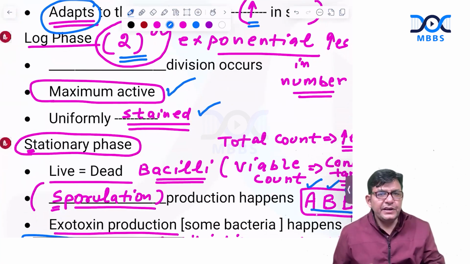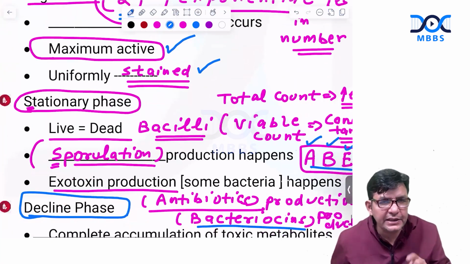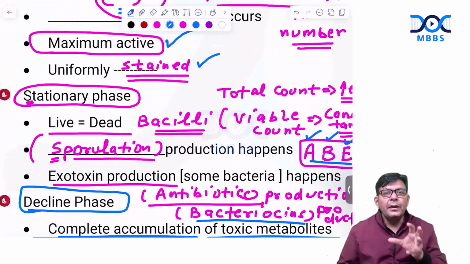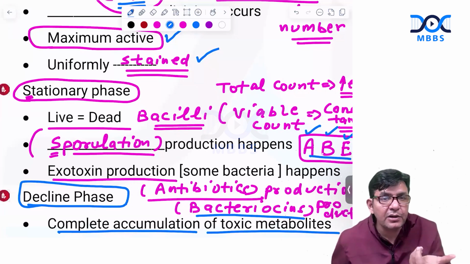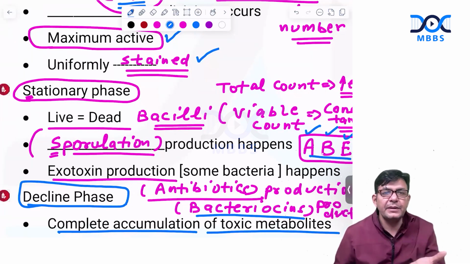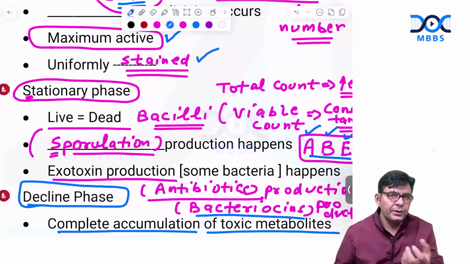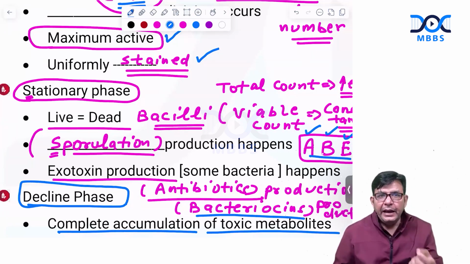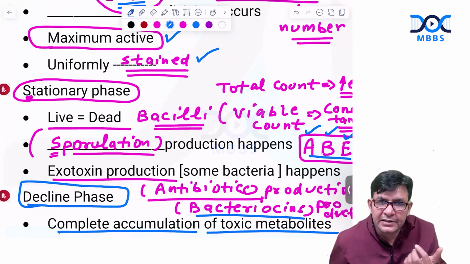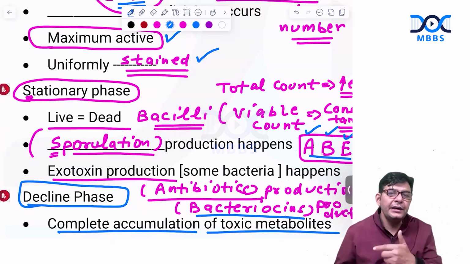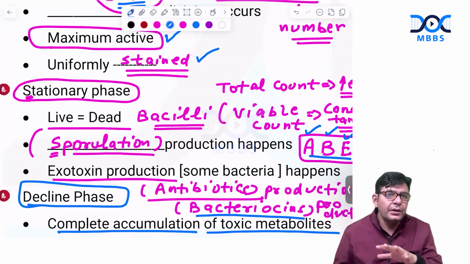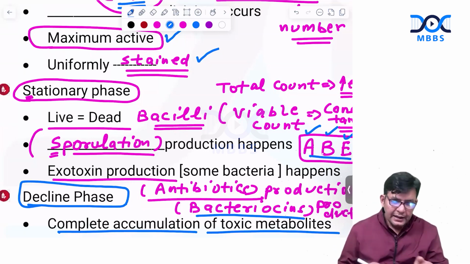Then comes the stationary phase. In the stationary phase, as you can see, live is equal to dead. Why is it so? Because there is a start of accumulation of toxic metabolites, and there is an exhaustion of the nutrients. Nutrients start depleting, and when they start depleting, the bacteria start dying. So live is equal to dead. The viable count remains constant. But it is observed that the total count, which includes dead also, increases in the stationary phase.